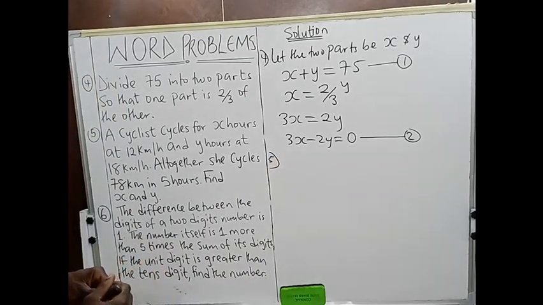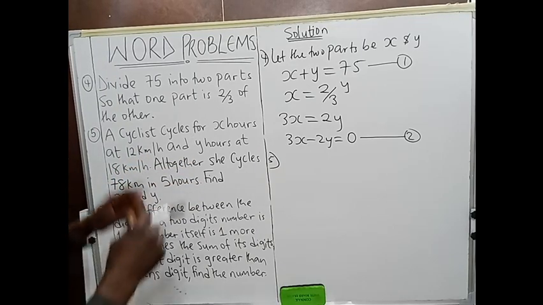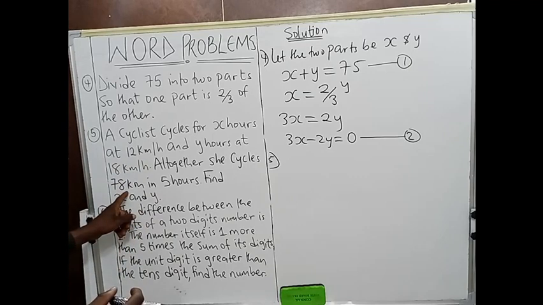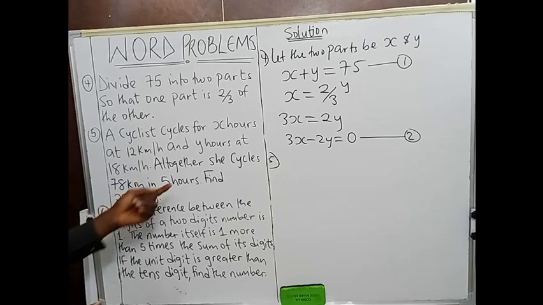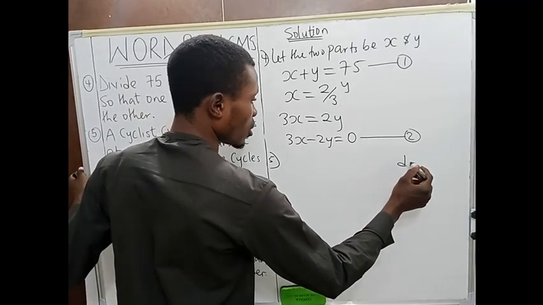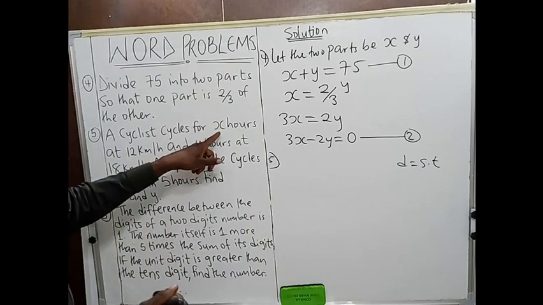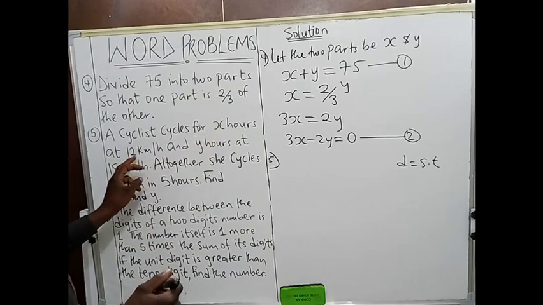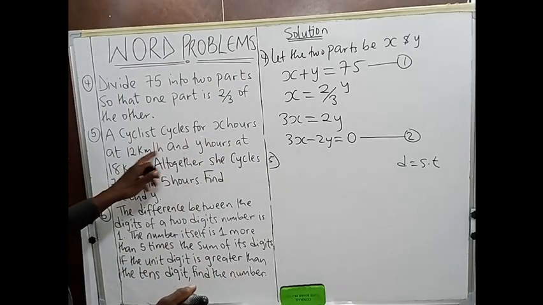a cyclist cycles for X hours at 12 km per hour and Y hours at 18 km per hour. Altogether, she cycles 78 km in 5 hours. Find X and Y. Now we're given the total distance covered and the total time taken. By definition, we know that distance equals to what? Speed times time. All right, so at this time, X hours, the distance will be what? 12 km times X hours. All right, 12 km per hour times X hours.